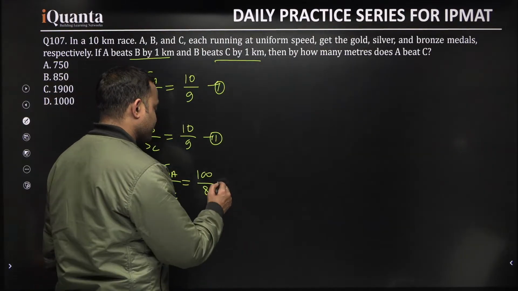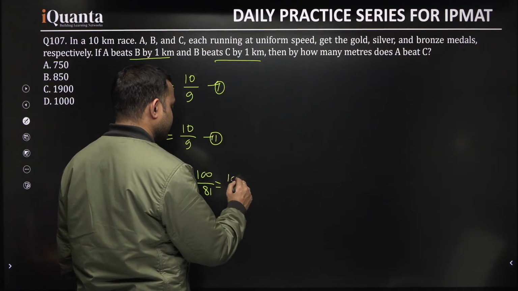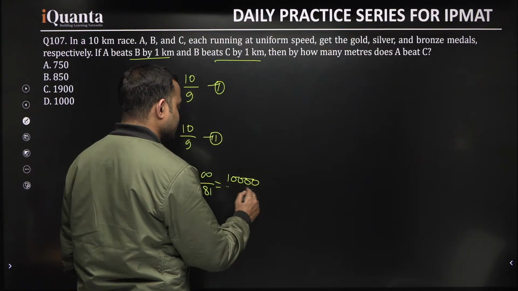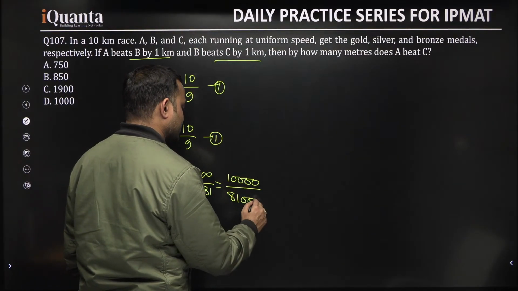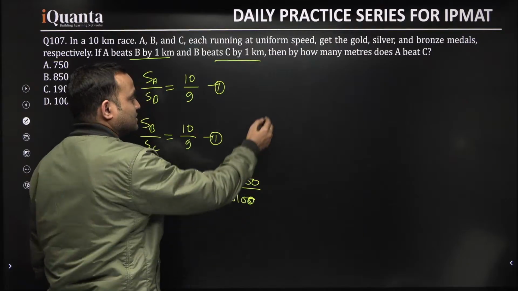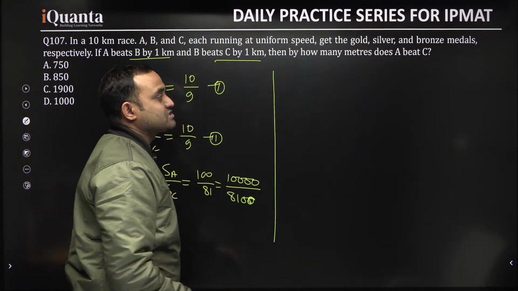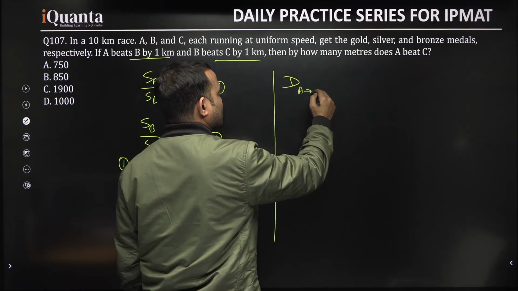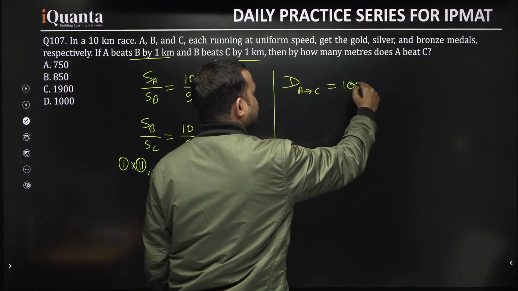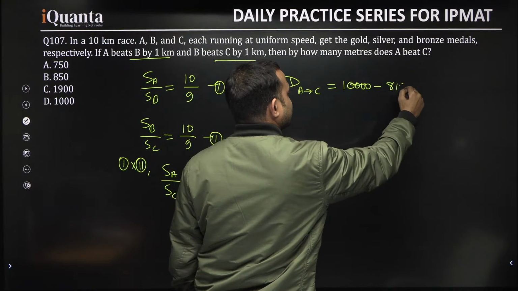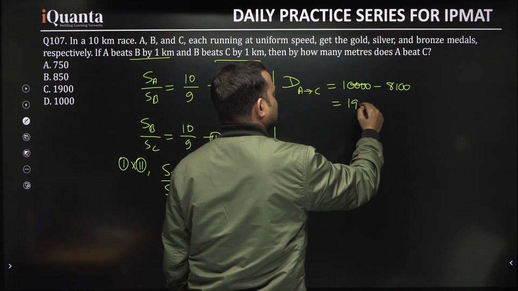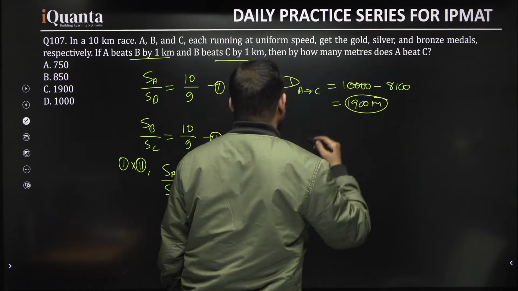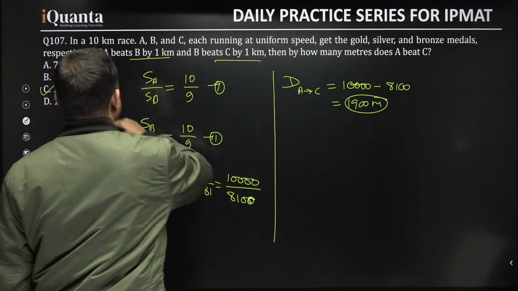That means if A is able to cover 10,000 meters, C is able to cover 8100 meters. So by how many meters does A beat C? The distance by which A will beat C will be 10,000 minus 8100, that is equal to 1900 meters. So the answer is option C.